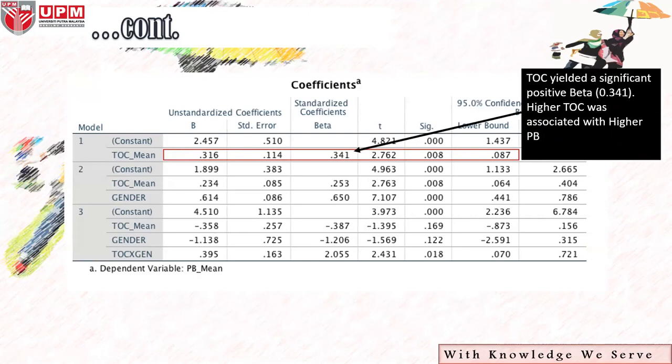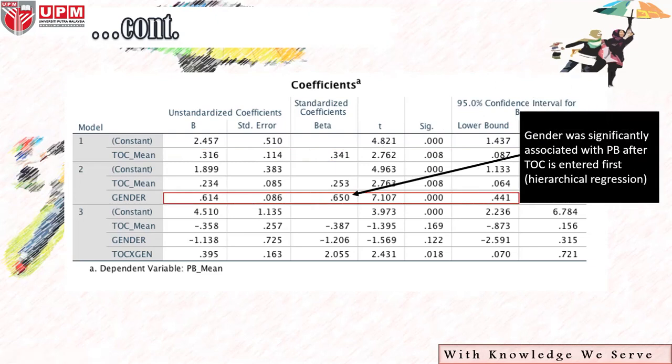So as we can see from the first model, the unstandardized beta equals 0.316, and the standardized coefficient beta is 0.341. Meaning that task-oriented coping contributes a significant positive beta of 0.341. Task-oriented coping was associated with higher PB. Maksudnya hubungannya adalah positif. Kita tengok tak ada simbol negatif, so there is a positive association. If task-oriented coping tinggi, philanthropic behavior pun will increase.